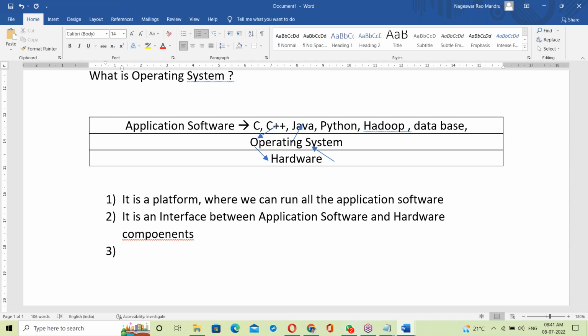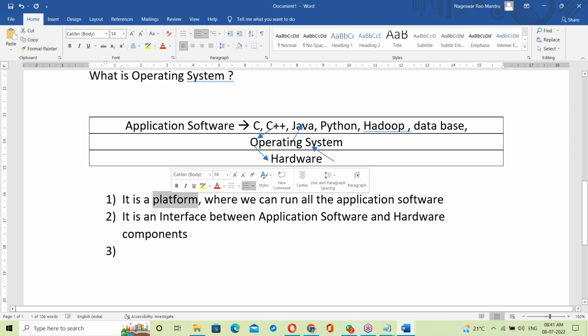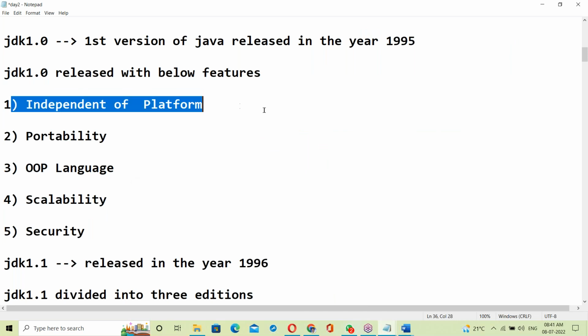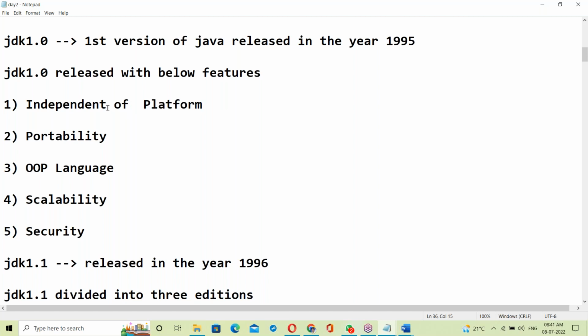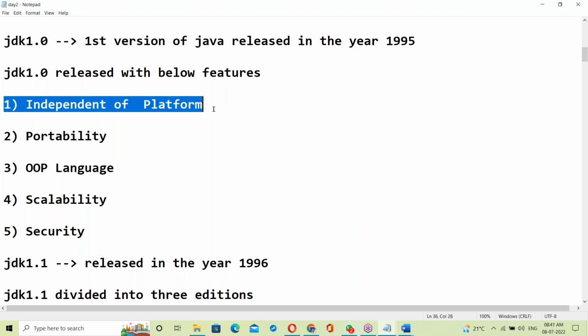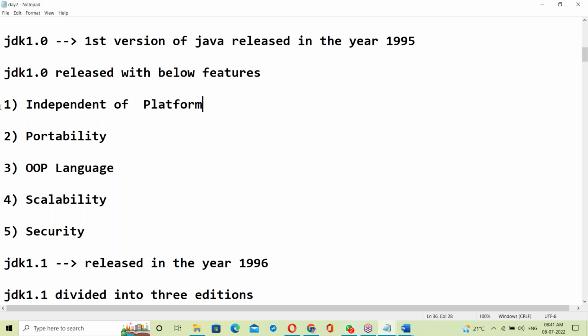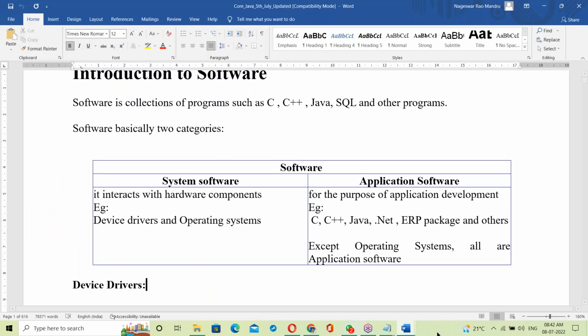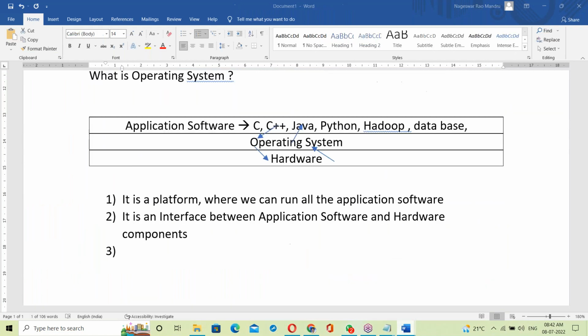So what is an OS? The simple answer is a platform. Java is platform independent, that is, independent of the OS. How Java is made platform independent is the next topic we'll discuss. Wait, let us finish these basics first. Once the basics are finished, we'll go to the platform-independent features of Java.